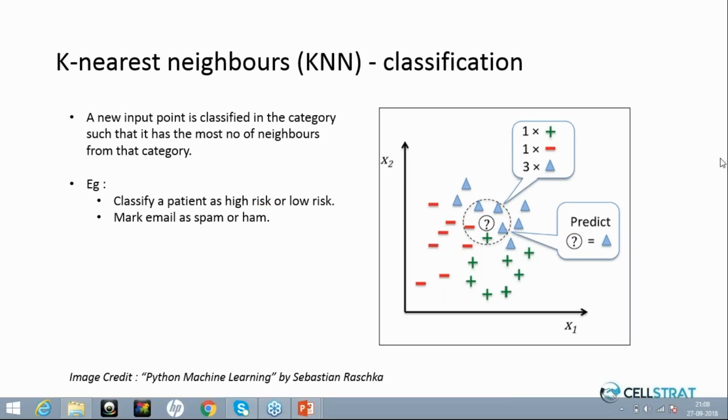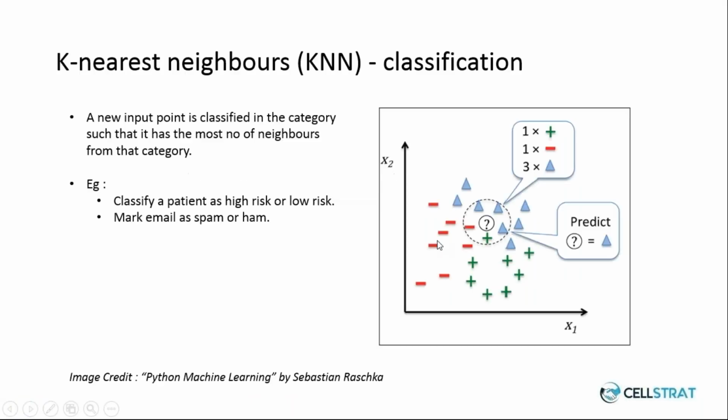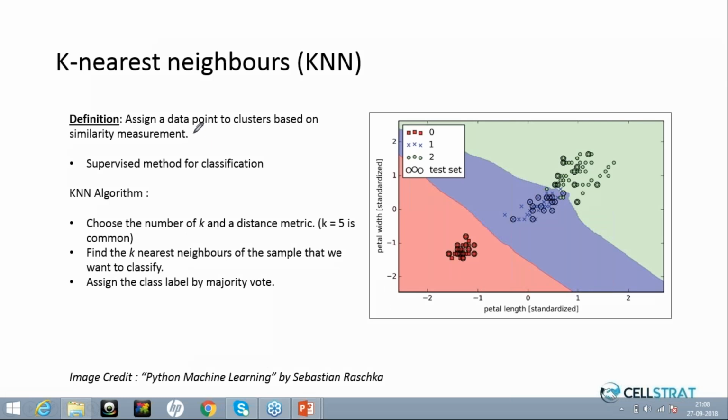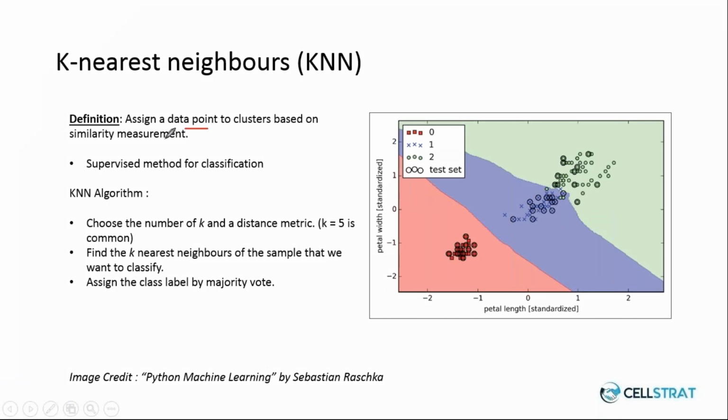Let me just backtrack a little bit here and go to the previous slide. So I'm assigning a data point to clusters based on a similarity measurement. I'm checking the similarity of the k nearest samples and doing a majority vote, right? So I have to decide what k is. K equal to 5 is a common rule of thumb. We often use k equal to 5, and then we also have to decide the distance metric.